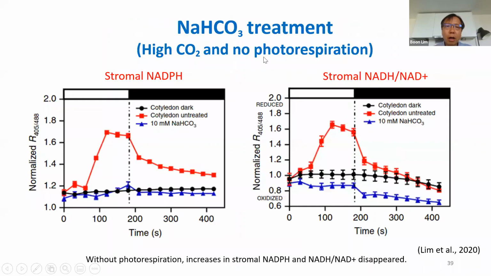We also applied sodium hydrogen carbonate, which will result in high CO2, and there will be no photorespiration because Rubisco does not pick up oxygen. We can see that with the application of hydrogen carbonate, we also cannot see any increase in stromal NADPH or stromal NADH-NAD. So, based on this AAN and this inhibitor, hydrogen carbonate, we show that without photorespiration, the increase in stromal NADPH and NADH-NAD ratio disappears.